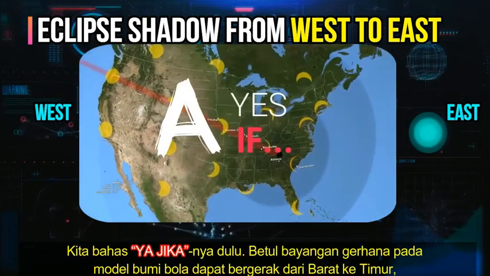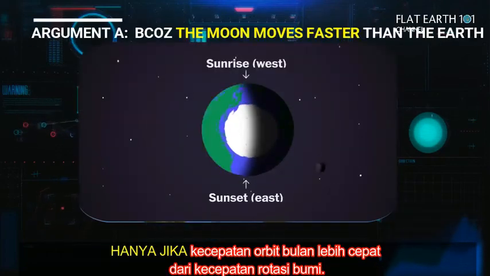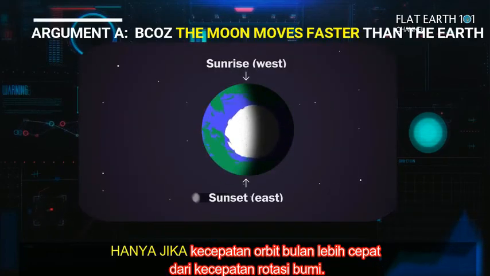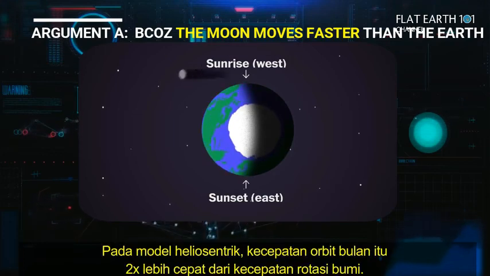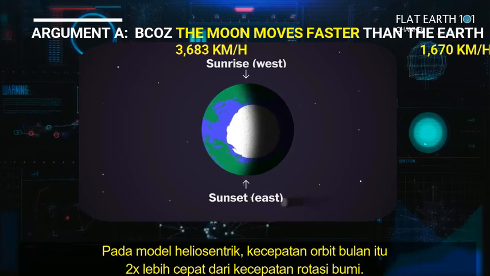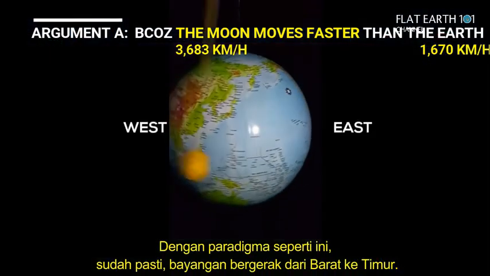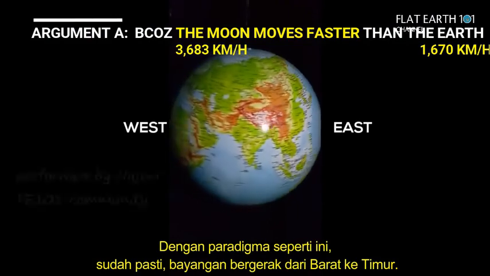Yes, the eclipse shadow on the globe model can move from west to east only if the moon's orbital speed is faster than the Earth's rotation speed. In the heliocentric model, the moon's orbital speed is twice as fast as the Earth's rotation speed. With this paradigm, for sure, the shadow will move from west to east.